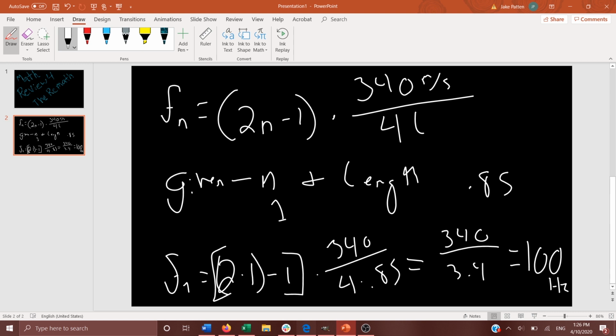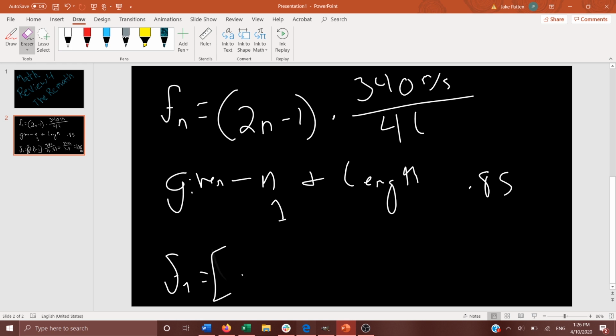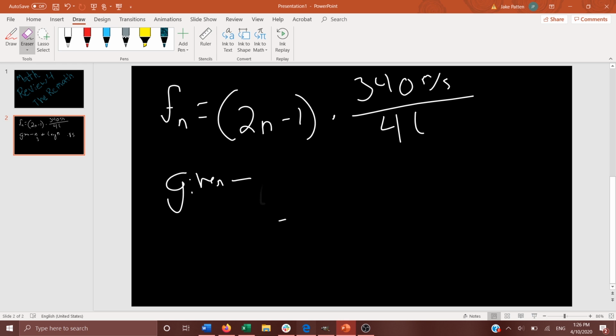So you've done this in the past, but what you're having to do in this module is kind of flip it around the other way. Use the same formula, but now what you're given is the resonant frequency.